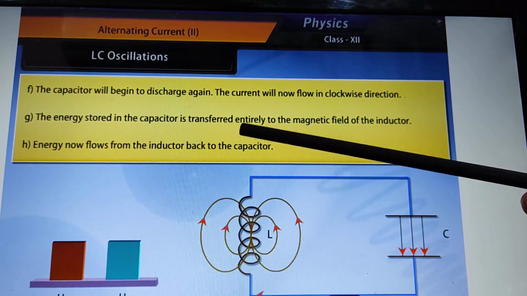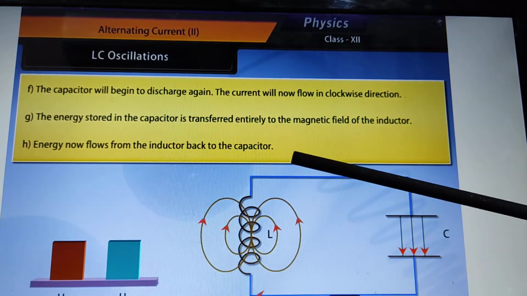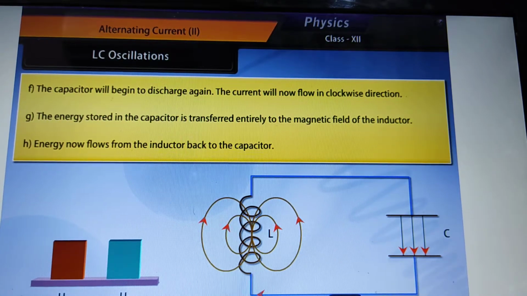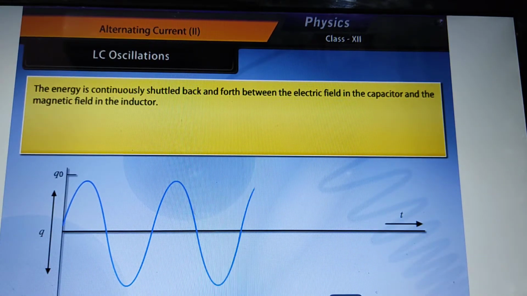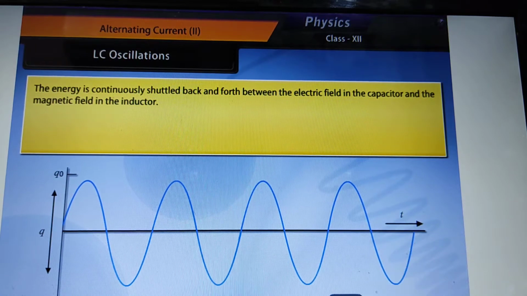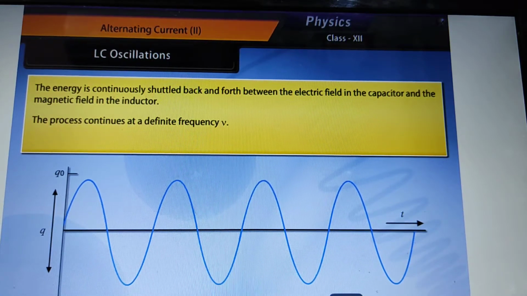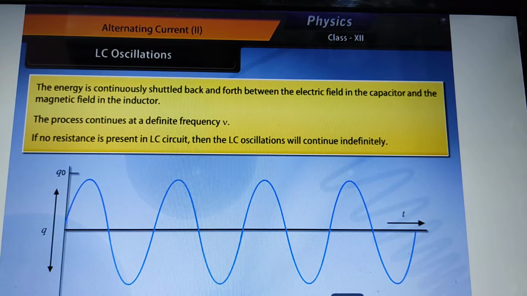So energy in the capacitor is transferred entirely to the magnetic field of the inductor. Energy now flows from inductor back to the capacitor. The energy is continuously shuttled back and forth between the electric field in the capacitor and the magnetic field in the inductor. The process continues at a definite frequency ν. If no resistance is present in the LC circuit, then the LC oscillations will continue indefinitely.